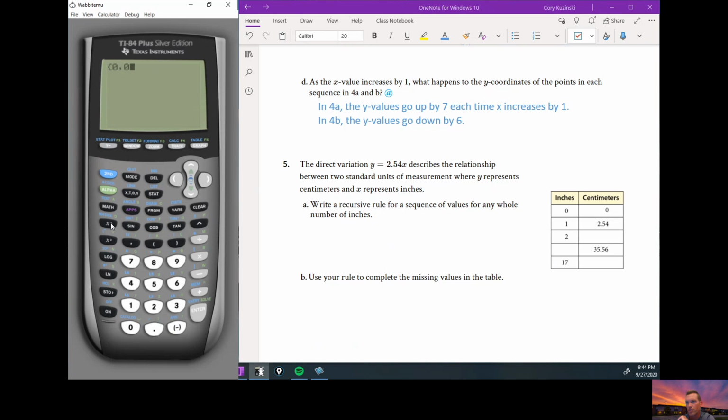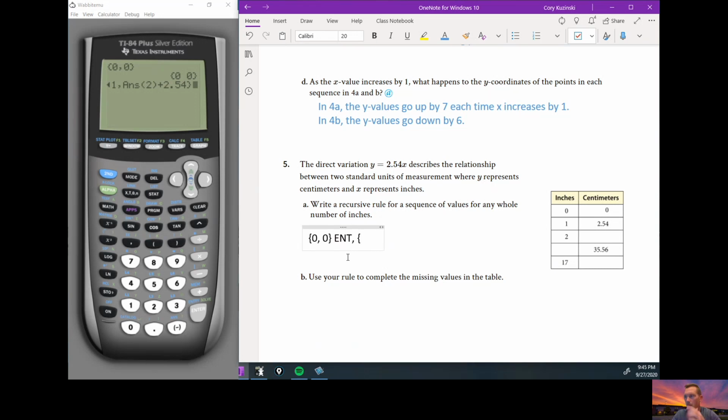0 inches, 0 centimeters. That would be our start. And then we're going to take the number of inches and increase it by 1. And we'll take the number of centimeters and increase by 2.54. All right, so here is our recursive rule. It's going to be 0, 0, enter.